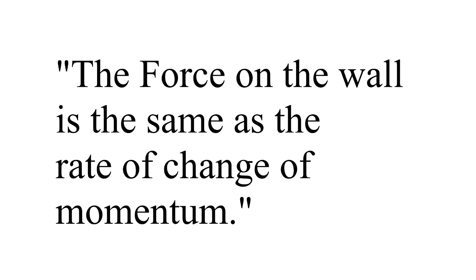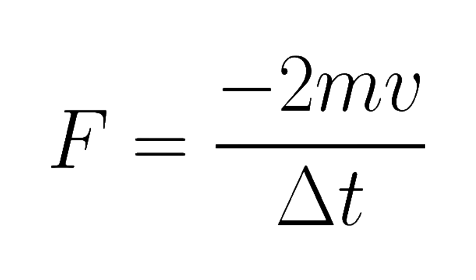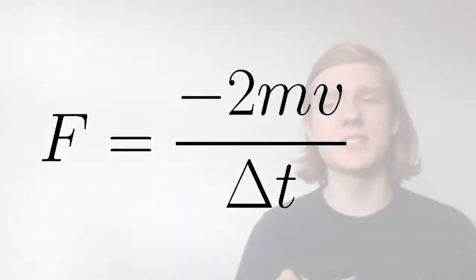Assumption 3. The laws of physics are true. This might sound flippant, but anyone studying relativity will let you know that this is quite useful to establish, mainly Newton's laws. According to the second law of motion, the force on the wall is the same as the rate of change of momentum, or, as stated in a useful way, F equals minus 2mv over delta t. Minus 2mv is our change in momentum. Delta t is the time it takes for the collision to elapse, and is even smaller than the confidence people studying relativity have in the laws of physics.